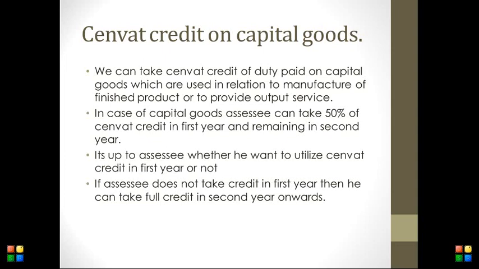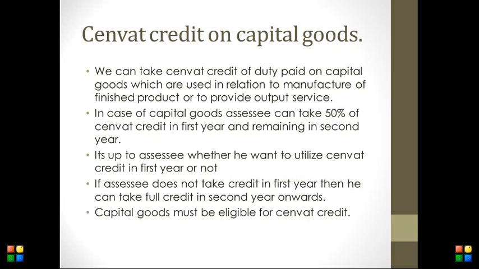That means in the first year it is 50% and in the second year 50%. But if he does not take it in the first year, he can take 100% from the next year, in any year, second, third or fourth year. And the capital goods must be eligible for Cenvat credit. That means if those capital goods are not eligible for Cenvat credit, then the Cenvat credit is not available.